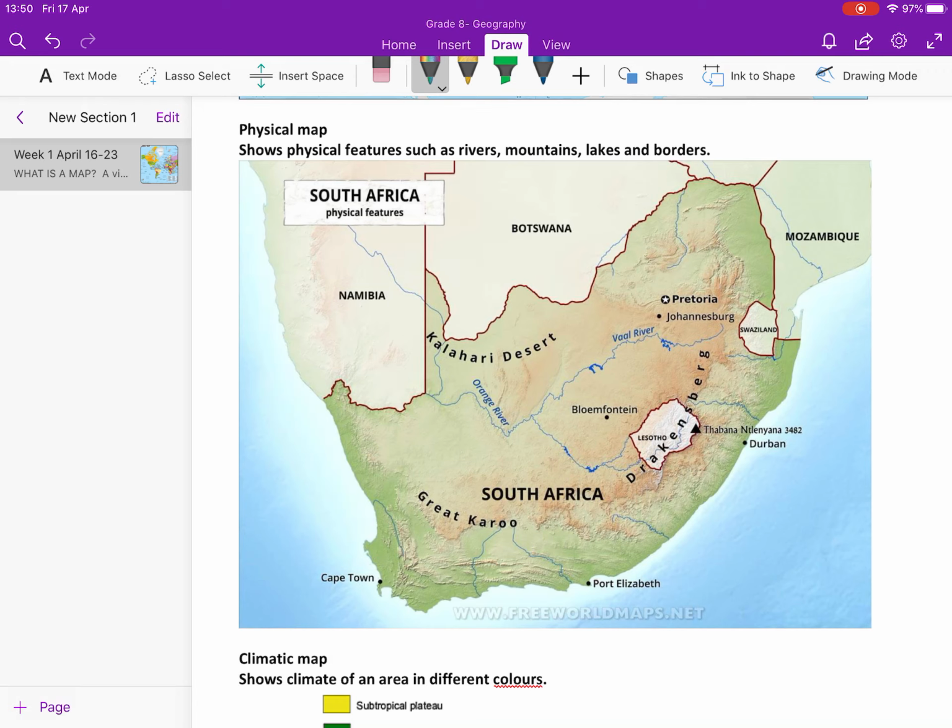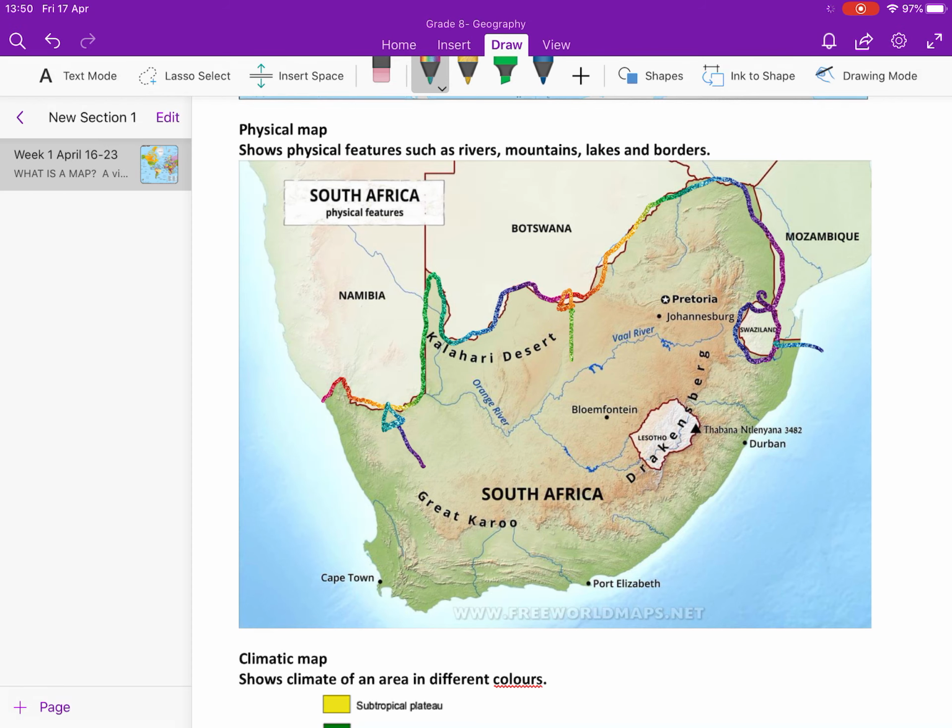So over here, the red line you are looking at indicates the border between South Africa and all the other countries. So if I want to go into Botswana, I will need to cross a border. When I need to go into Namibia, I will need to cross a border.